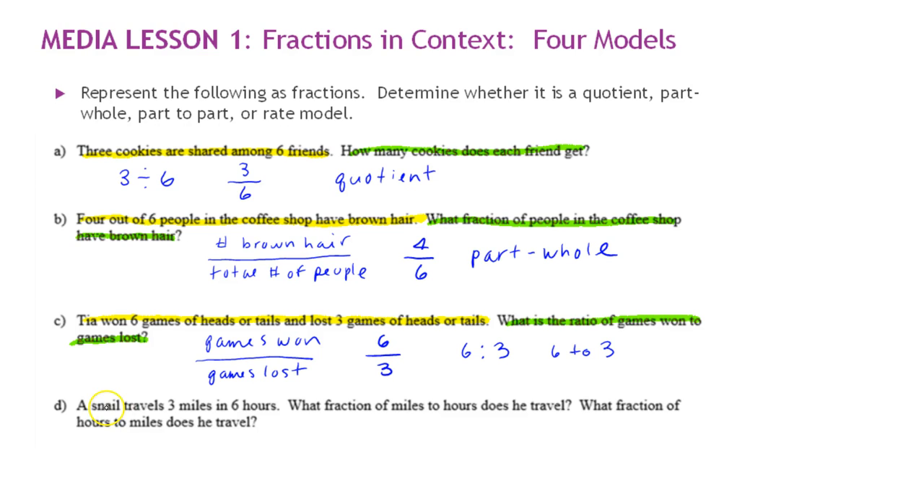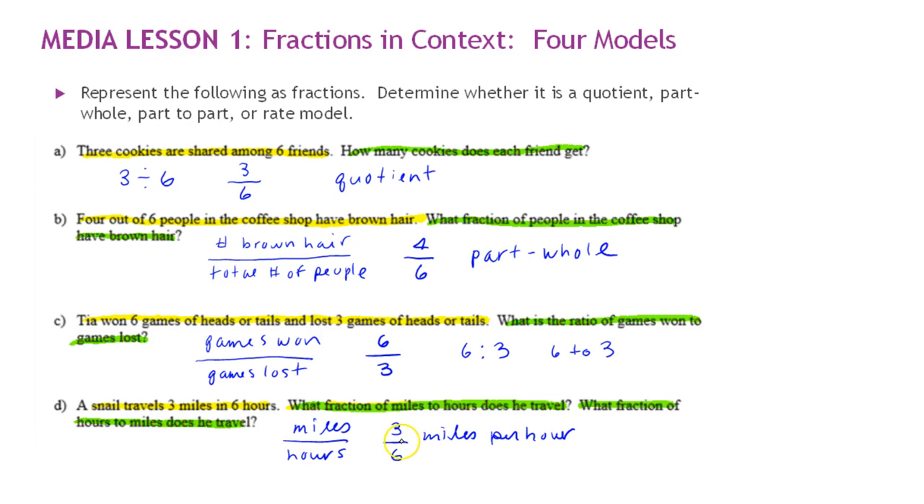And let's look at the last one. A snail travels 3 miles in 6 hours. What fraction of miles to hours does he travel? Whoops, that's the question. Let me make that green. And we're also asked, what fraction of hours to miles does he travel? So that probably almost sounds the same, but notice they're different. Okay, so when we're asked for the fraction of miles to hours, that means we want the miles on top and the hours on the bottom. And notice we have, in this case, it would be 3 over 6. And we've really made a new unit of measure, miles per hour.